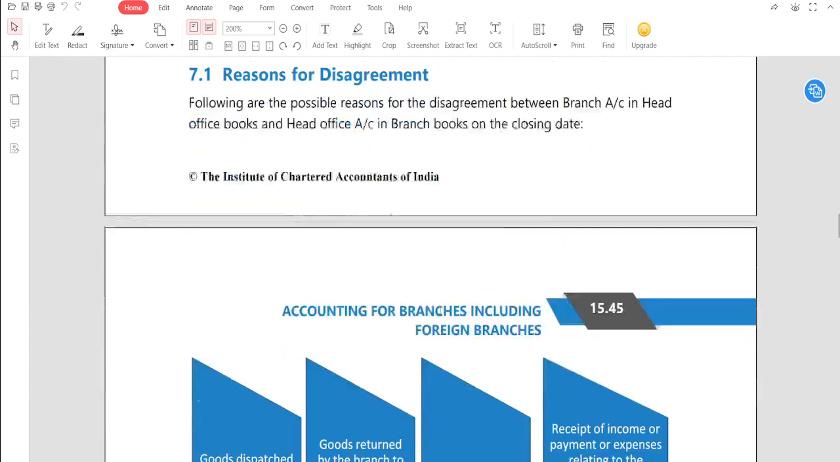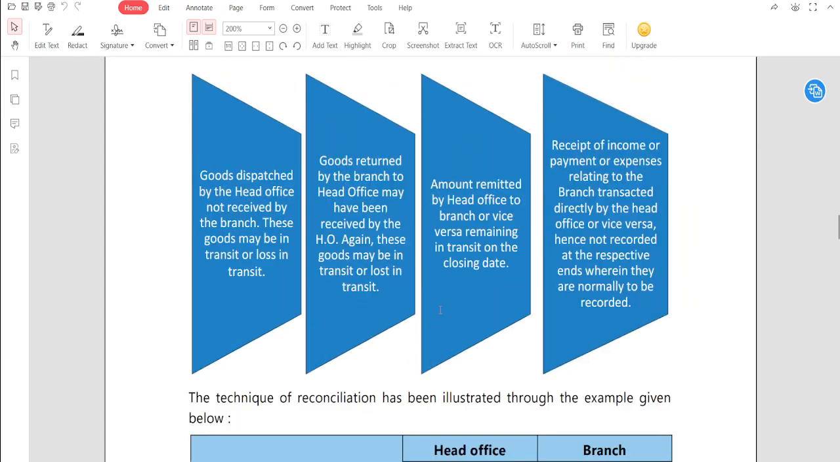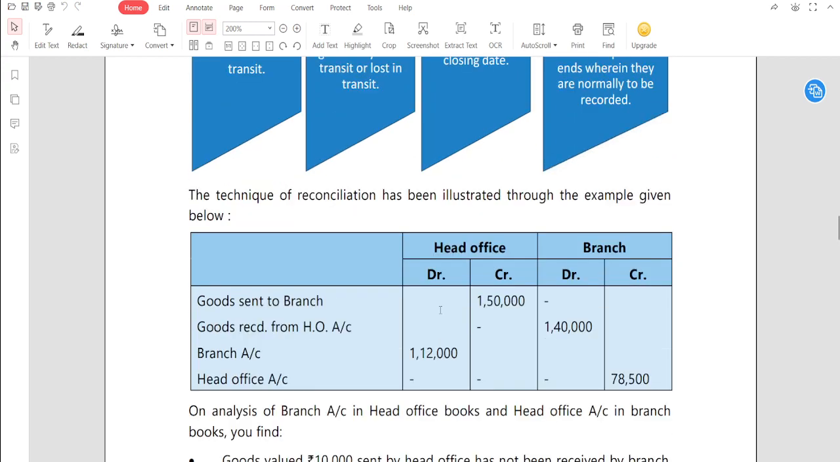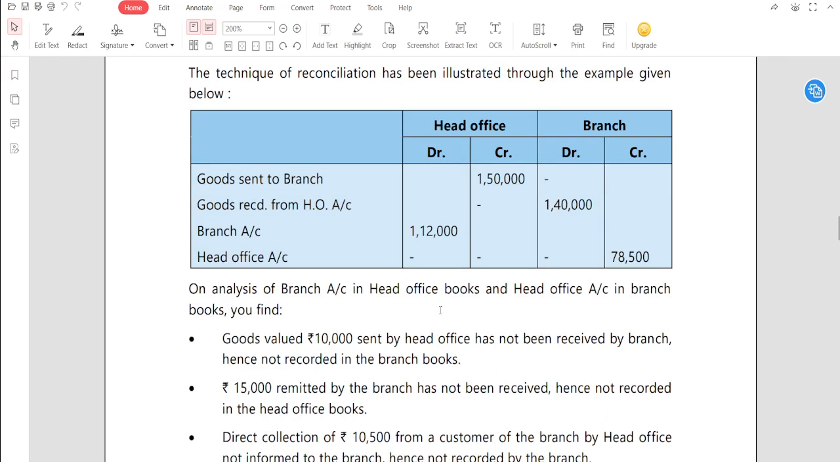Now reasons for disagreement, we know that sir, there are 4 points: with respect to the fixed asset, with respect to the expenses charged to the branch account, interbank transaction, we are going to learn, and goods in transit has been done. Now let's take an example and try to understand how the reconciliation has been made by this. चलिए एक बार समझते हैं अच्छी तरह से. हाँ, please listen.